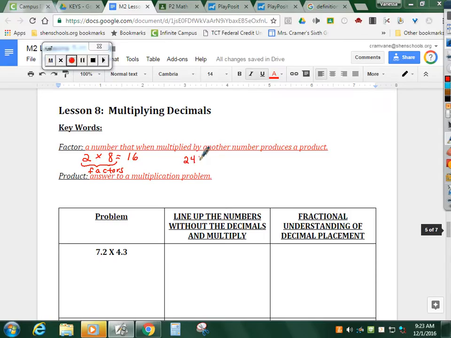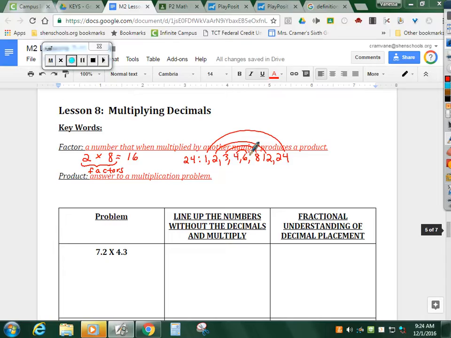We can list all of the factors of 24, and I'm sure you've done this in earlier grades. 1 times 24 gives you 24. These two are factors of 24 because when they get multiplied together, they're 24. 2 times 12 gives you 24. 3 times 8, factors of 24. And 4 times 6, factors of 24. Factors are something when multiplied by something else gives you a product.